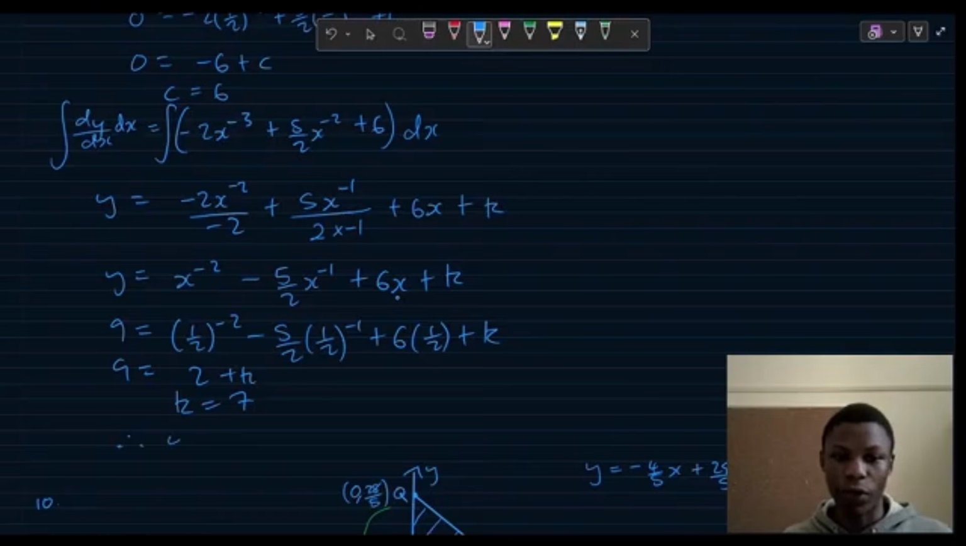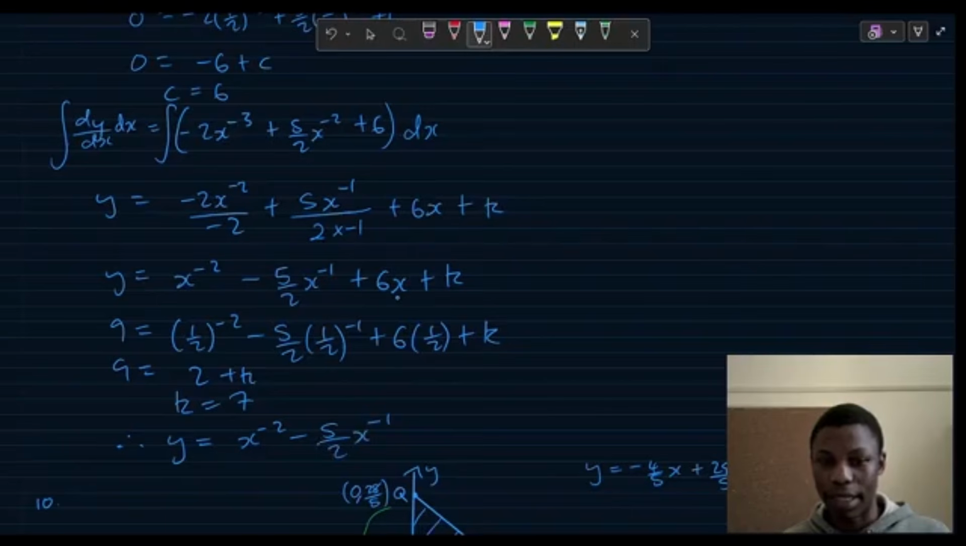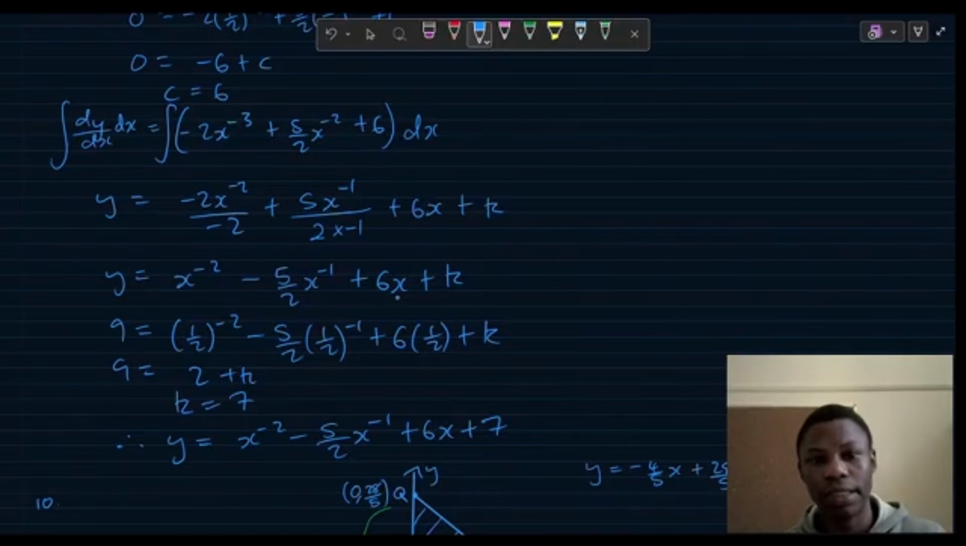And so therefore, the equation of the curve becomes y is x to the negative 2 minus 5 over 2 x to the negative 1 plus 6x plus 7. And that's the 7 marker.